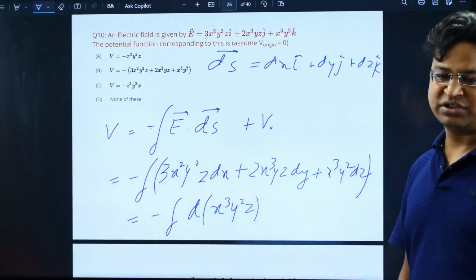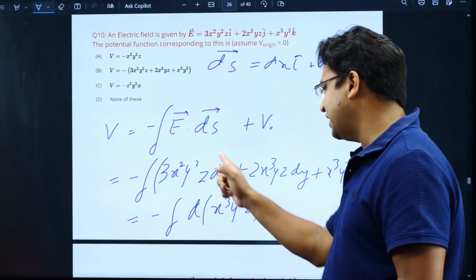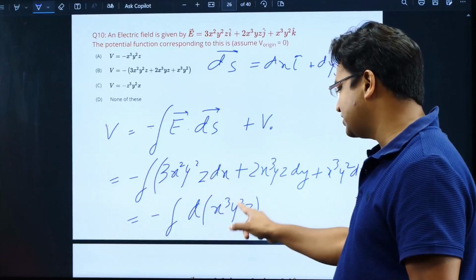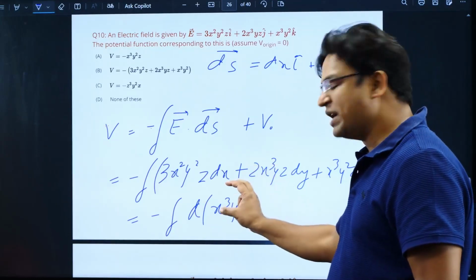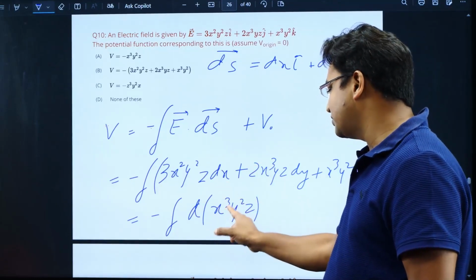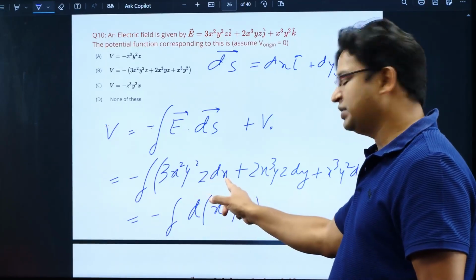You'll have to verify this yourself. If I differentiate this quantity, I get this. If I differentiate x cube y square z, then first I will differentiate the x cube term, so I will get 3x square into y square z with dx.